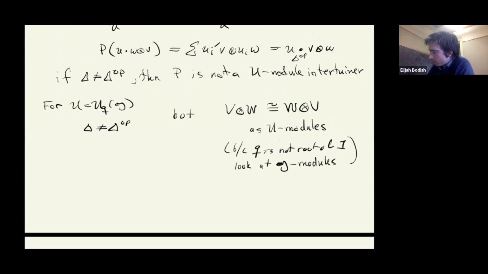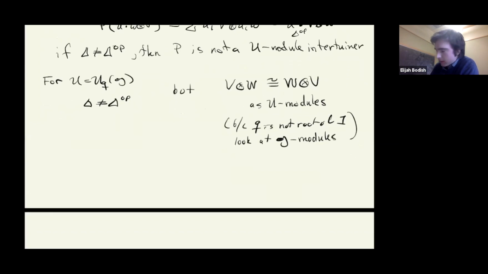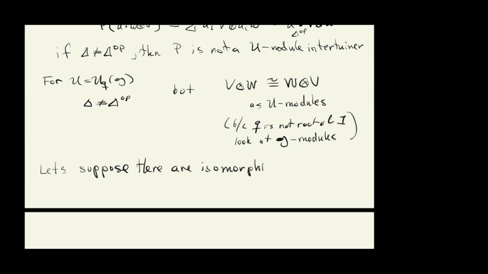So maybe I'll just try to continuously scroll this way. Let's suppose there are isomorphisms. Oh, sorry. Yes. If Q is a root of unity, does the isomorphism fail?